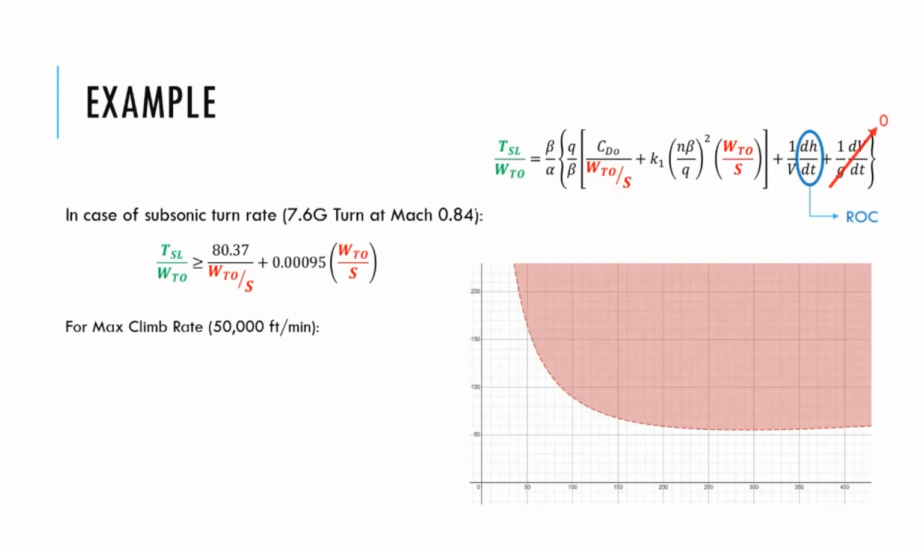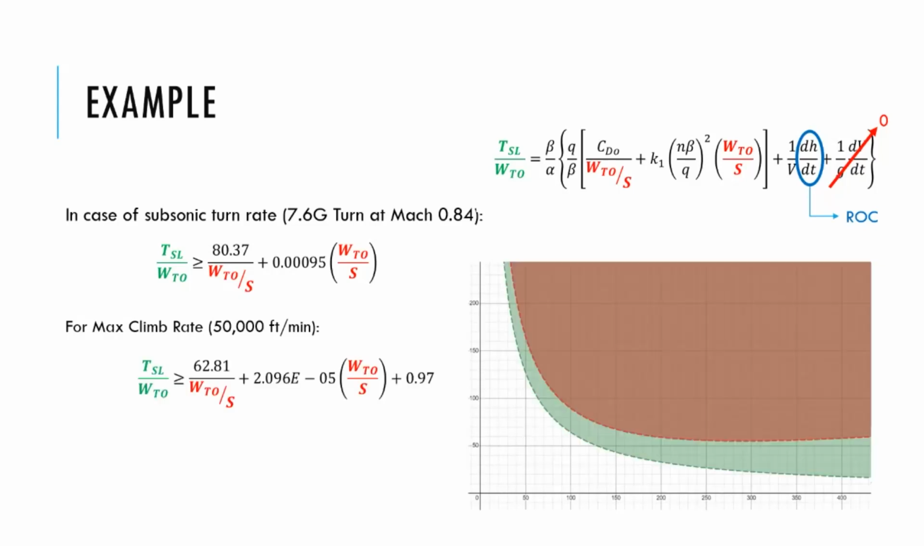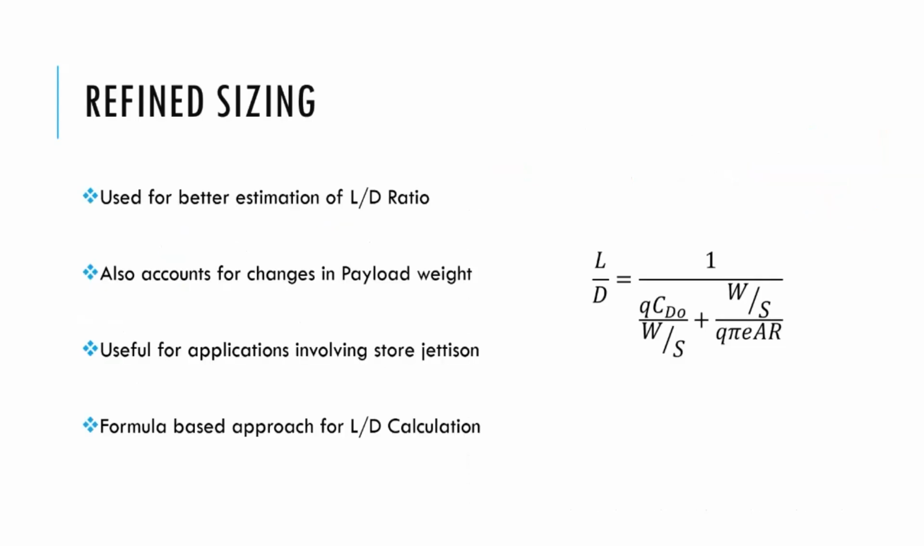For max climb rate, you have, again, ROC will be dH by dt, which is the climb rate. Other terms, the acceleration term will vanish, and you will get a graph like this where the entire green area is feasible. So you can see here that in this particular example, the green area is actually encompassing the red area. After that, we do refined sizing, because when we do constraint analysis, you have better estimates. And then, because W by S and T by W are known, we can use them for better estimates of L by D, and then you can use it for areas.